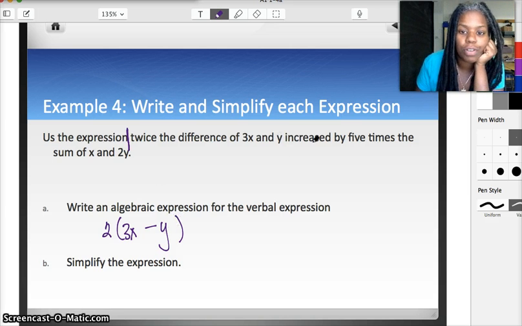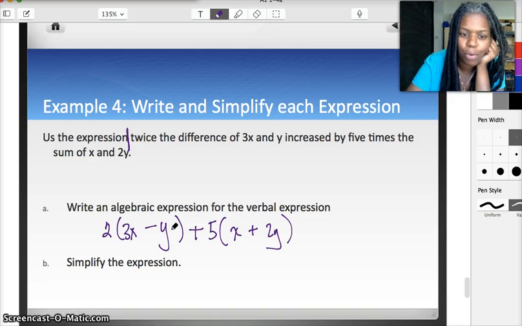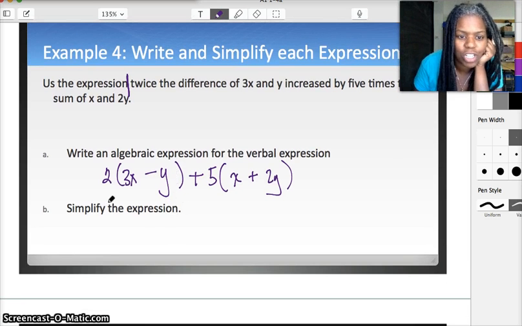Now I'm going to increase that by 5 times the sum. So increase means to add by what? 5 times something. 5 times the sum, 5 times of something. So I'm going to put a parenthesis there. So I'm increasing it by 5 times the sum of x and 2y. Sum means to add. So we get x and 2y like that. That is what this expression is. Now we're supposed to actually simplify it. So I feel confident that we got the right expression.